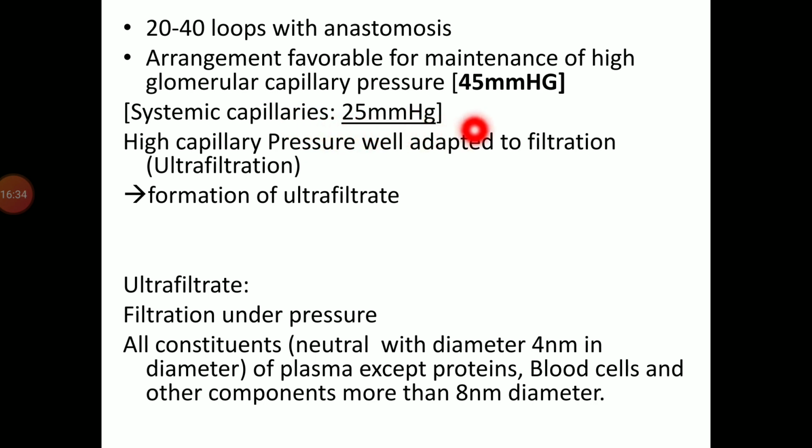So here again you can see that in the systemic capillaries the hydrostatic pressure is 25 millimeters of mercury, but in the glomerular capillary it is 45 millimeters of mercury. So this filtration under this high pressure, you call it ultrafiltration, with the help of which there is the formation of ultrafiltrate. This ultrafiltrate carries all the constituents of the plasma, okay? Mostly these constituents are neutral with a diameter of around 4 nanometers, but they do not contain plasma protein, blood cells, and other components which are more than 8 nanometers in diameter.